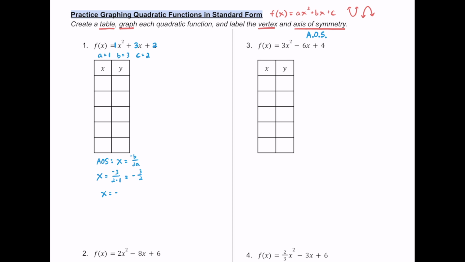x equals negative 3/2. The reason we want to start with the AOS is that it lets us know where the middle of this parabola is, and we can always put the AOS in the center of our table. Before we go any further, I'm going to start sketching an XY plane and label where the axis of symmetry is so we know generally where the graph is located.